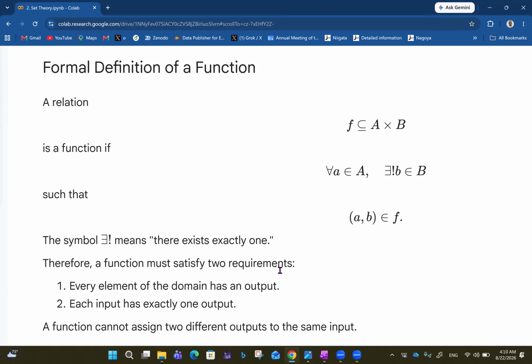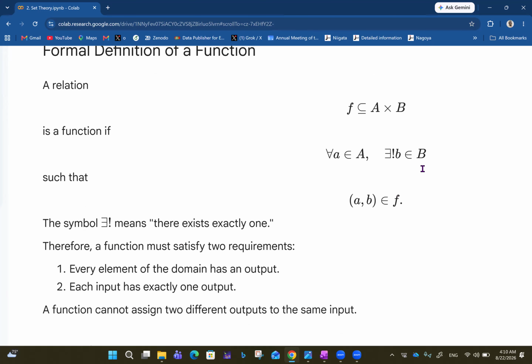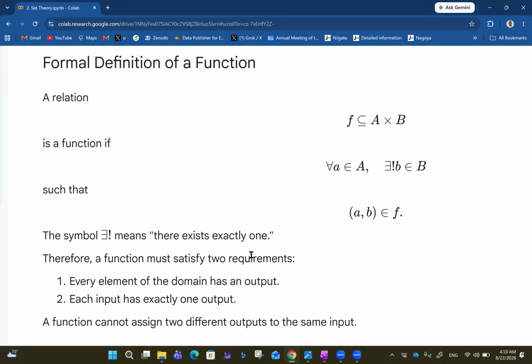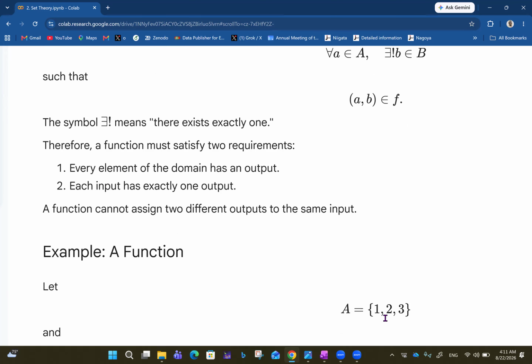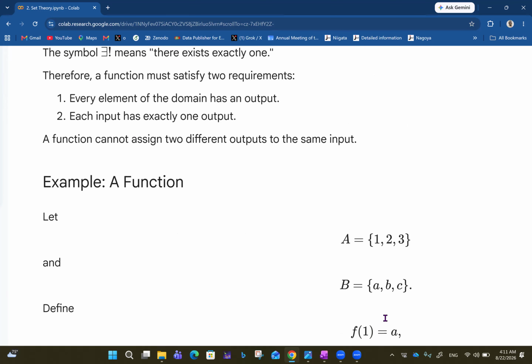Therefore, a function must satisfy two requirements. Every element of the domain has an output, so every a has an output, but each input has exactly one output. So for every a, there's only one output. If you have for every a two outputs in the codomain, then it is not a function. So a function cannot assign two different outputs to the same input. That's what we see there. So every element has an output, but every input has exactly one output.